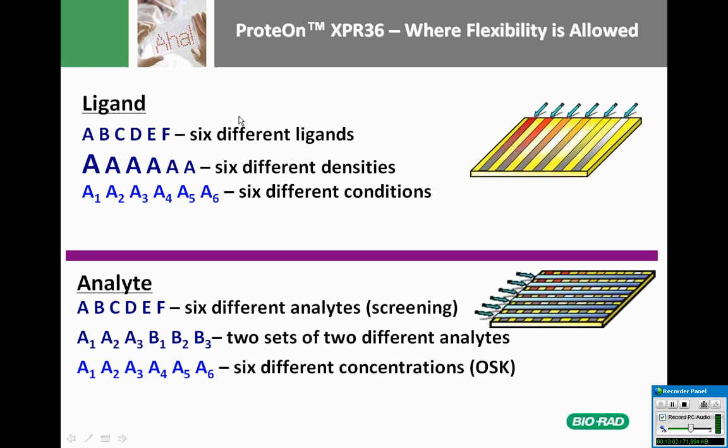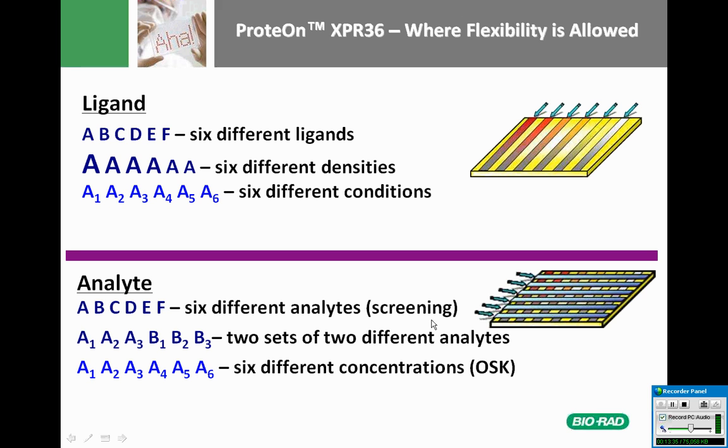It's not just an array of 36 spots, it's the flexibility allowed by the ProteOn and its special and unique microfluidic system. For the ligand stage, you can immobilize 6 different ligands, or you can immobilize the same ligand at different densities to determine which channel has the best amount of ligand, or you can test the same ligand with different conditions, different buffers, different salt conditions.